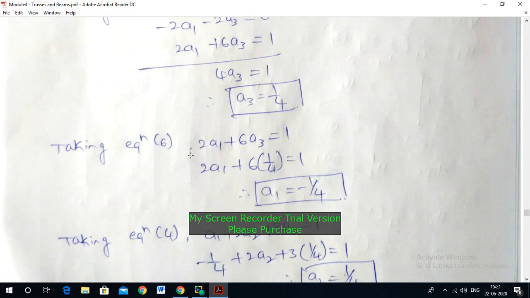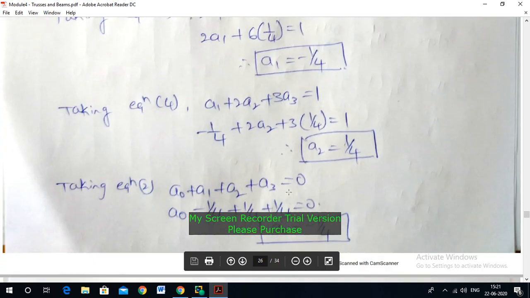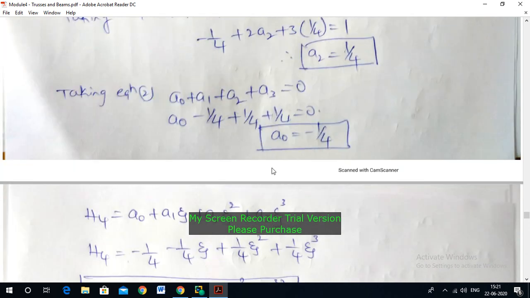And taking equation number 6, 2A1 plus 6A3 equal to 1, with A3 equal to 1 by 4, and simplifying this equation, I will get A1 equal to minus 1 by 4. Taking equation number 4, A1 plus 2A2 plus 3A3 equal to 1. Therefore, A2 equal to 1 by 4. Taking equation 2, A0 plus A1 plus A2 plus A3 equal to 0. Therefore, A0 equal to minus 1 by 4.